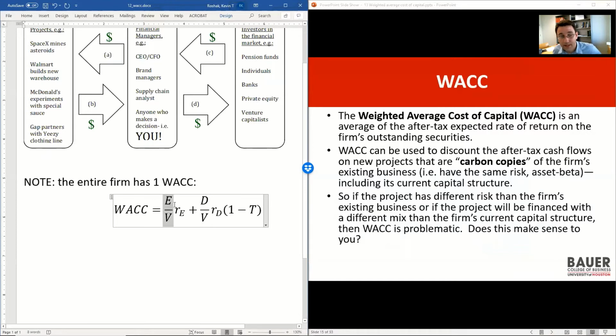E is the value of the entire company's equity. Likewise, D is the value of the entire company's debt. This is the return on all of the equity. This is the return on all the debt. So the firm just has one WACC. This is going to create some limitations. If we want to use the WACC, we better be sure that the project we're evaluating looks like the rest of the firm.